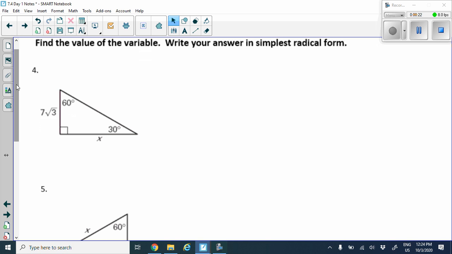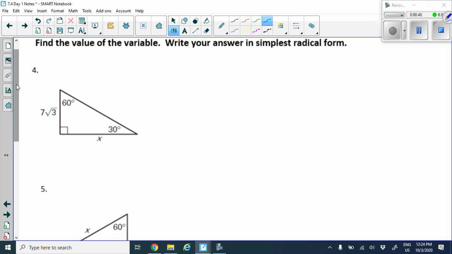Okay, so the first thing we're going to do is, of course, label. I think that's always helpful. And then we are going to decide which general triangle we're going to use. Is it 45, 45, 90 or 30, 60, 90? Then set up our proportion and solve. Okay, so let's look here.